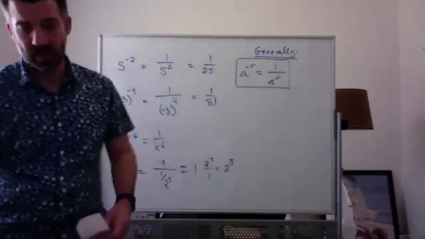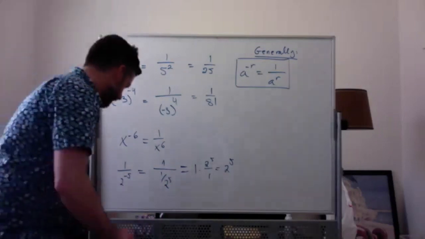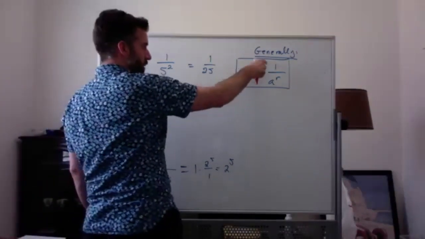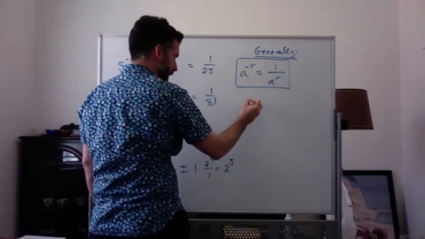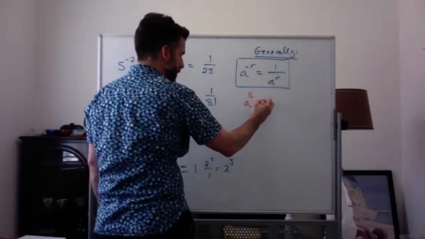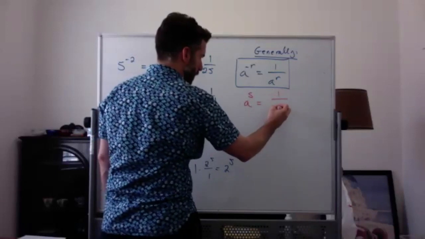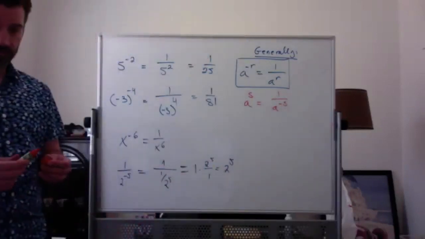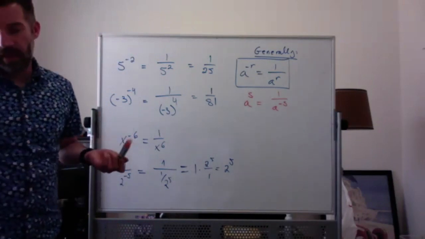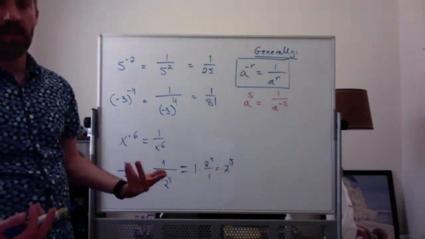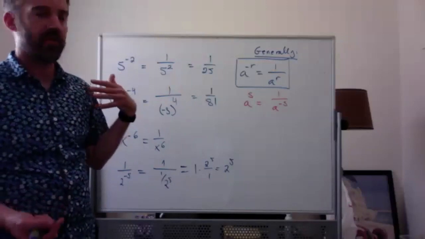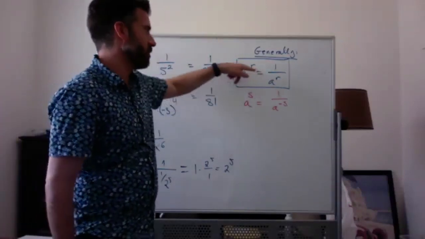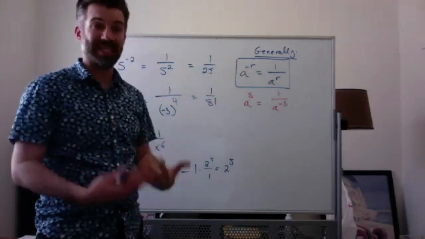So what I also want to say about this rule is that not only is a to a negative power equal to 1 over a to the positive power, but a to a positive power is equal to 1 over a to the corresponding negative power. And more generally, if you move from the numerator to the denominator or from the denominator to the numerator, you're just changing the sign of the power.